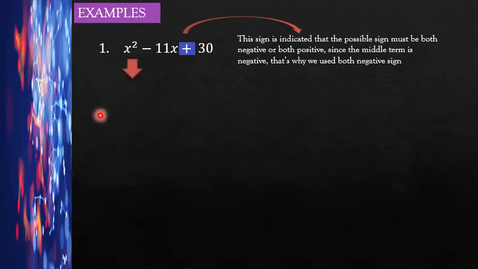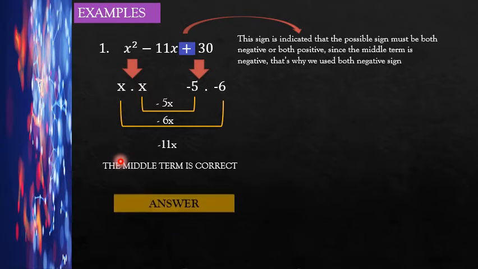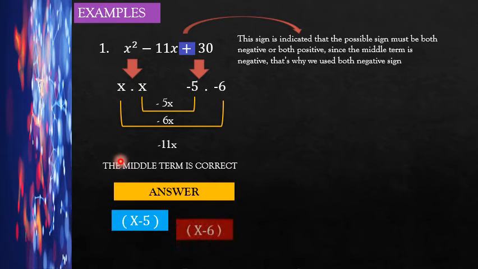Let's go on. x times x and 30 is negative 5 times negative 6. So check. Okay, both negative, we have to add. And this is the answer. The middle term is correct. x negative 5, negative 6.